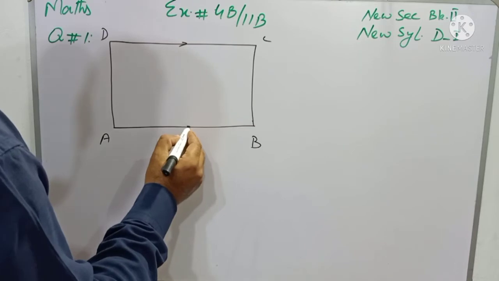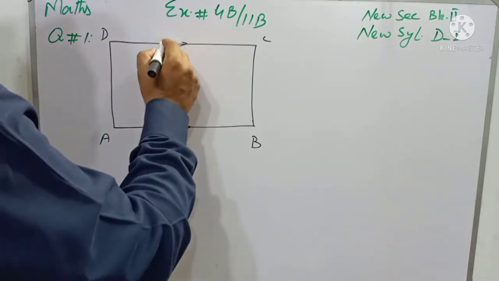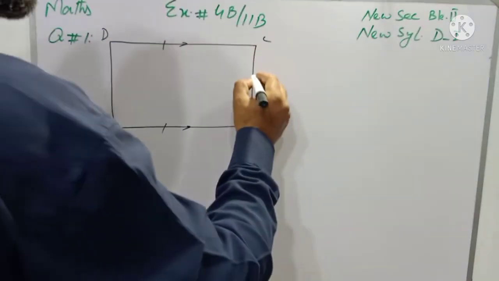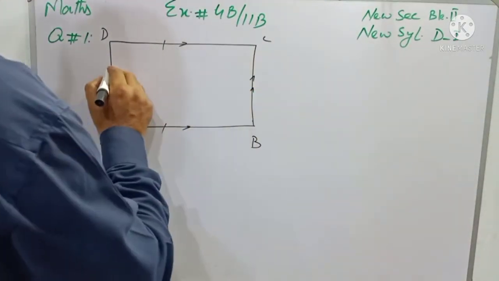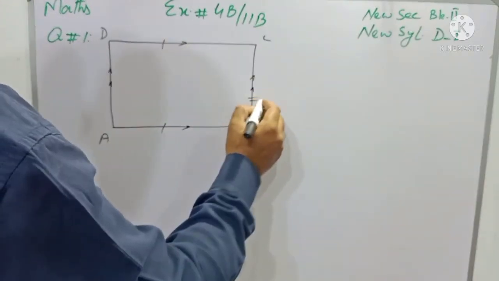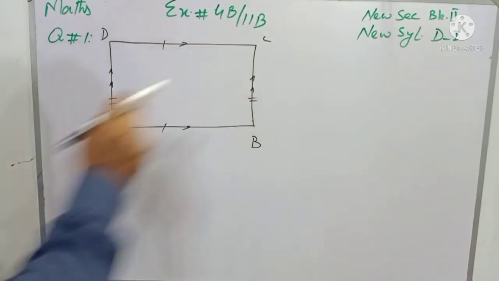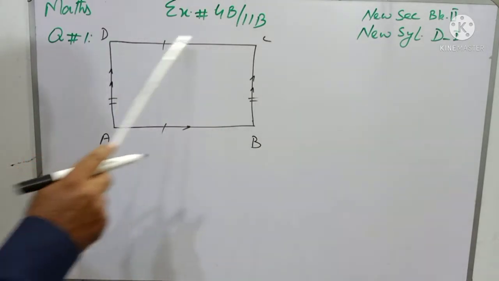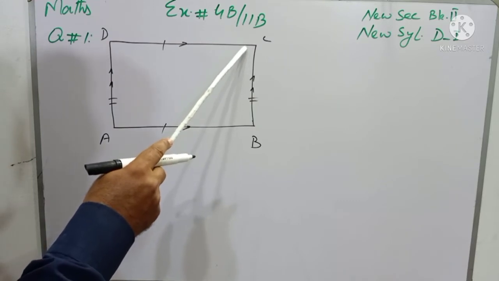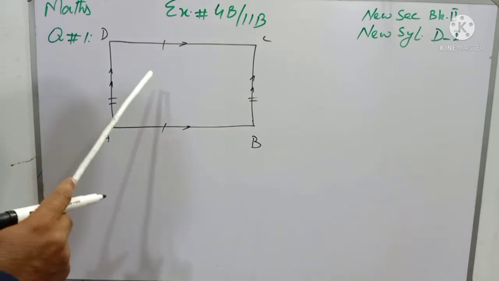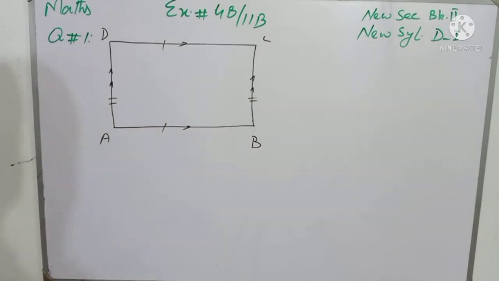So DC is parallel to AB as well as DC is congruent to AB, and BC is parallel to AD as well as BC is congruent to AD, and all angles are right angles. Students, the difference between a rectangle and a parallelogram is only that all angles of a rectangle are right angles, whereas in a parallelogram no angle is a right angle. So that is the difference between a rectangle and a parallelogram.